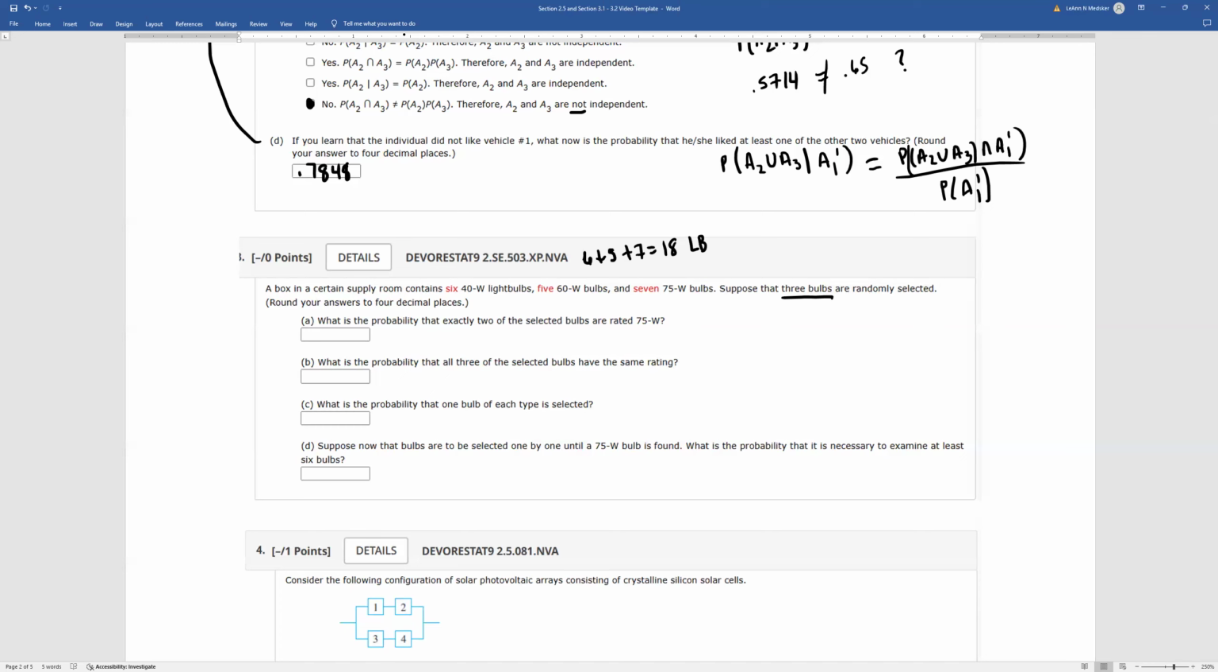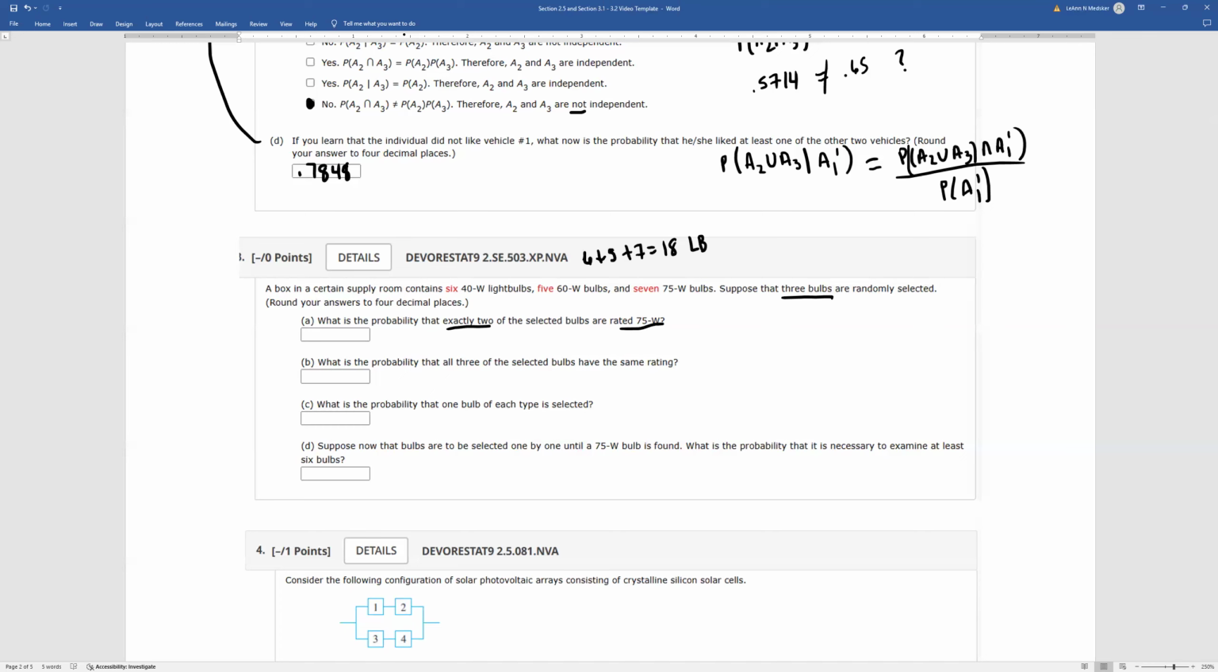Okay, so we're going to select 3 bulbs out of our group of 18. And depending on what kind they ask us, we might be selecting from some of our subgroups. So I could see this using our counting principles. It says, what is the probability that exactly 2 of the selected bulbs are the 75 watt?